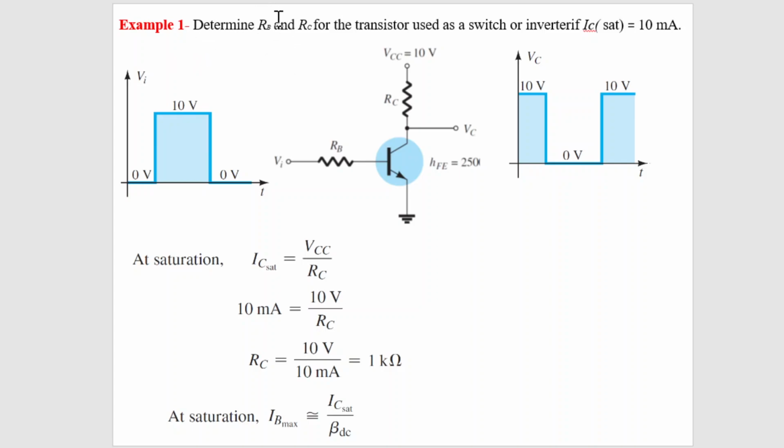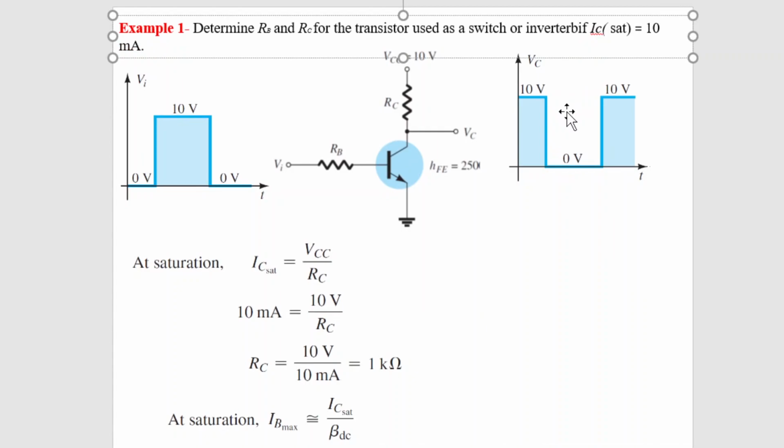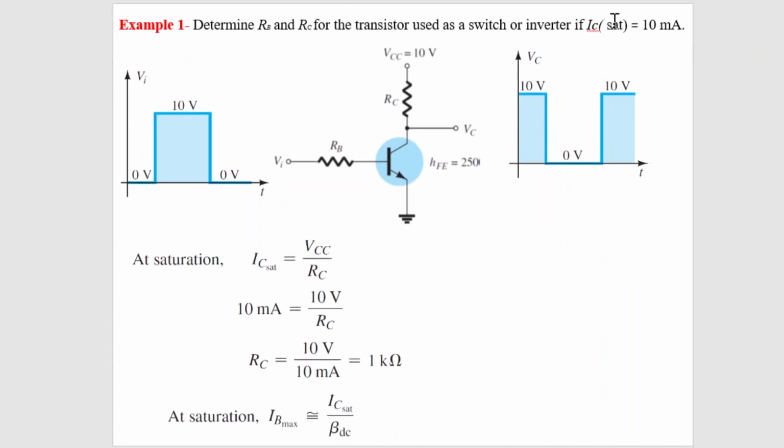Determine the value of the base resistance and collector resistance for the transistor used as a switch or inverter if the IC saturation is 10 milliampere. This is the circuit diagram that is given. Here we have the base resistance, VBB that is VI, VCC, and the value of beta HFE is given, and here the output voltage is measured. If this output voltage is not measured, then basically this is the circuit diagram of a transistor used as a switch.